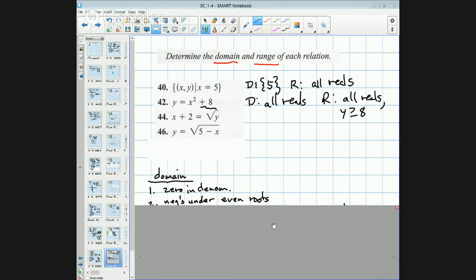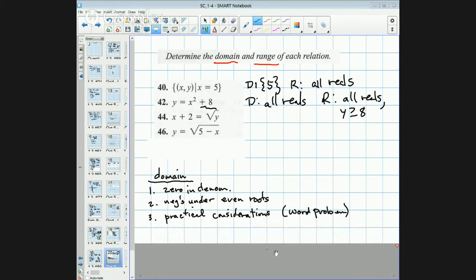Let's skip down. So basically, let me just remind you, there's 3 no-nos, so to speak, that you're looking for when dealing with domain. Things that cause total breakdowns. Number 1, as you know, you cannot have a 0 in the denominator of a fraction. If you do, you don't even have an answer. It's just undefined.